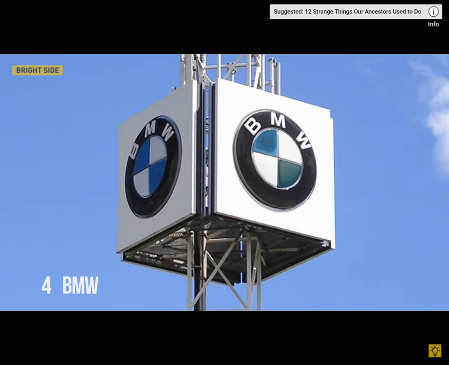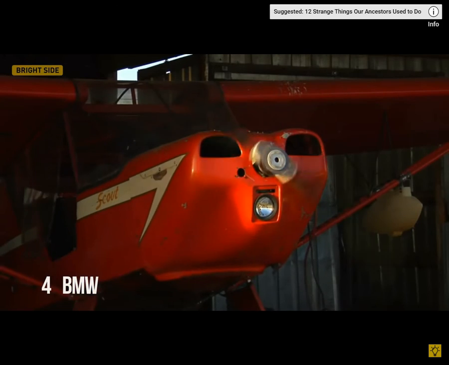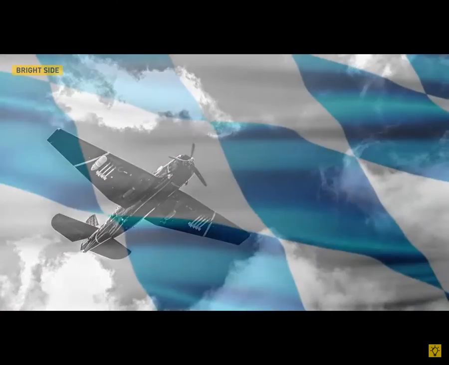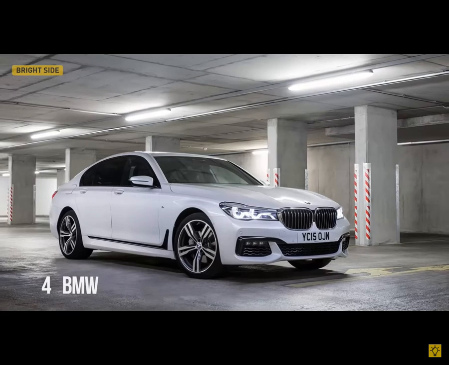Number 4, BMW. They say that the central part of the logo symbolizes the rotating blades of an airplane, which is linked to the company's early history of aviation technology. In fact, it is simply a part of the Bavarian flag, the area of Germany where the company originated.